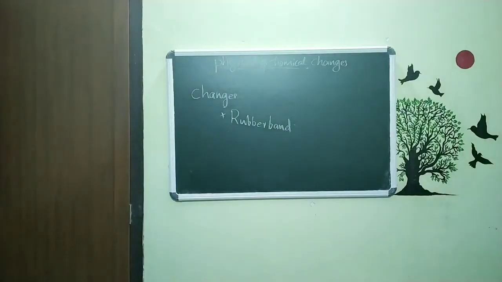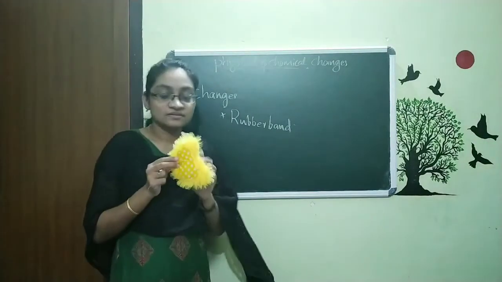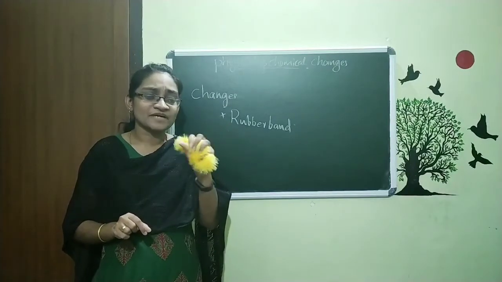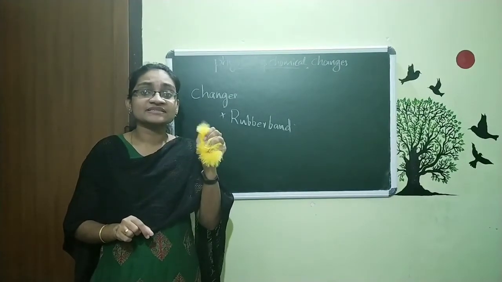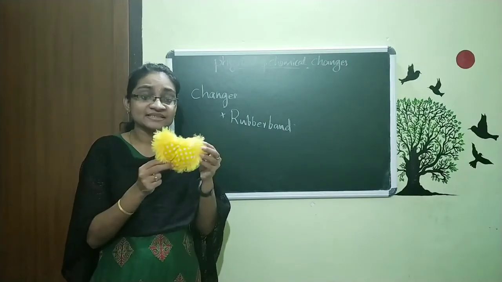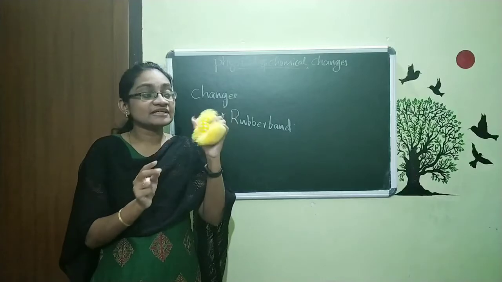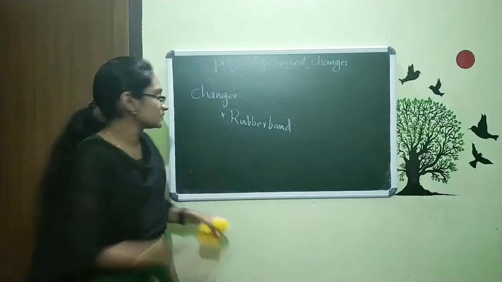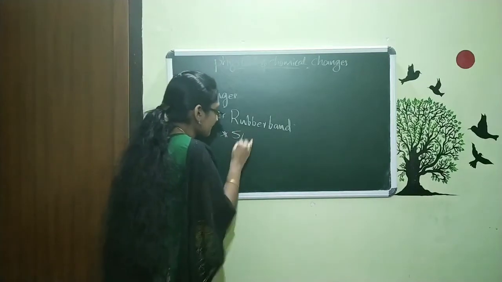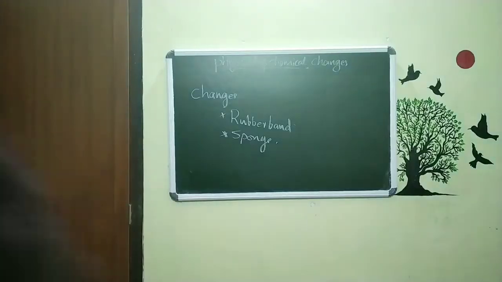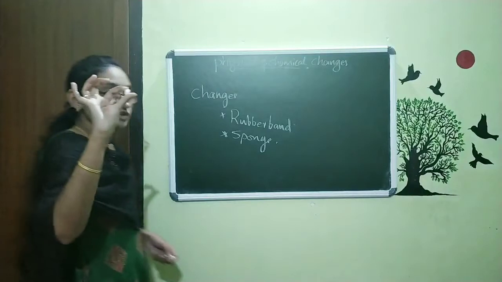And the other example, here you can see this is one sponge piece, and when I give force or I am giving pressure, you can see the shape is getting changed. That means at the initial stage it is having a proper shape, and when I am giving pressure its shape is getting changed. So sponge, this is another object, and the next object is this one chalk piece.